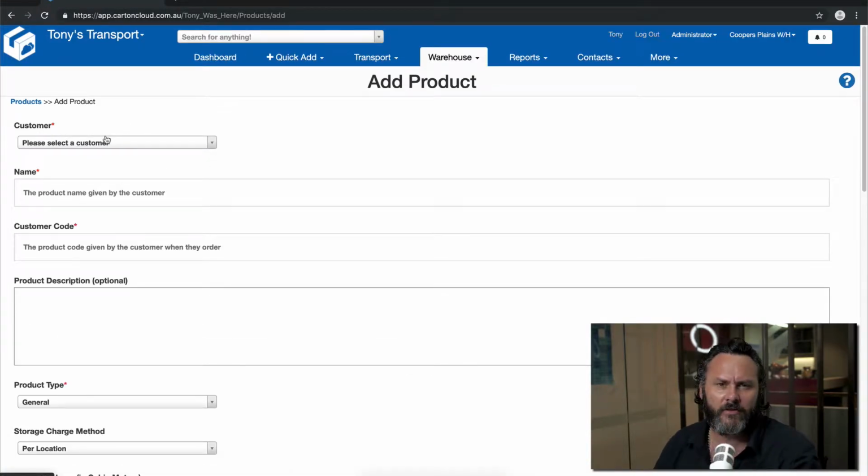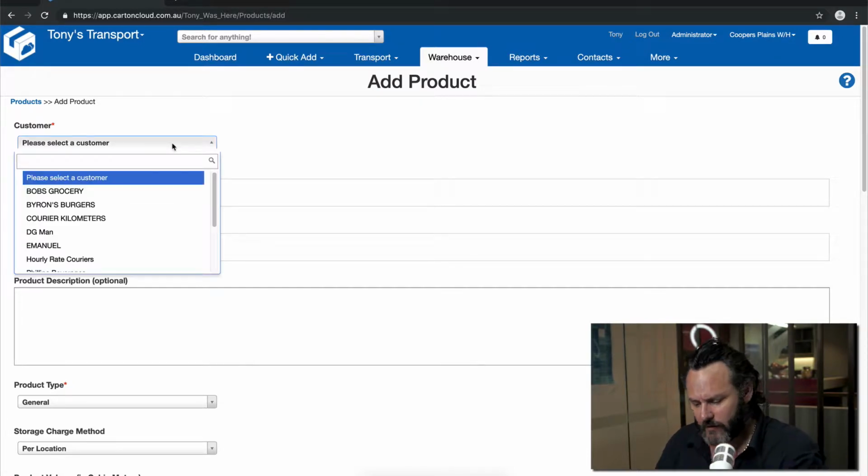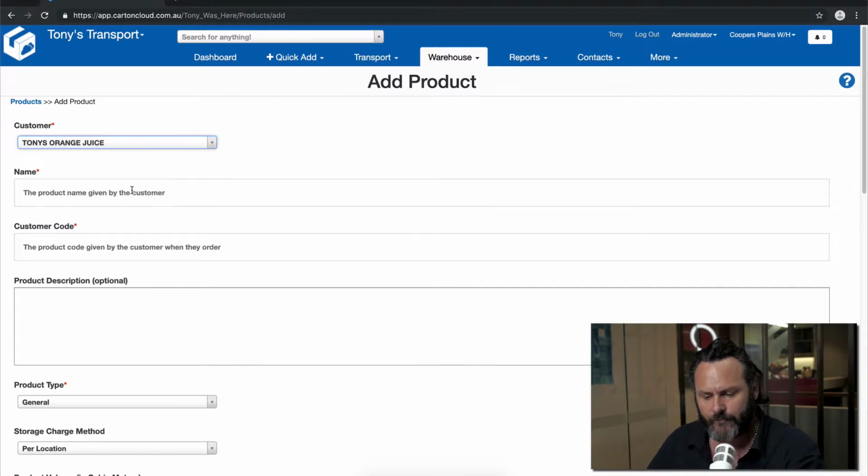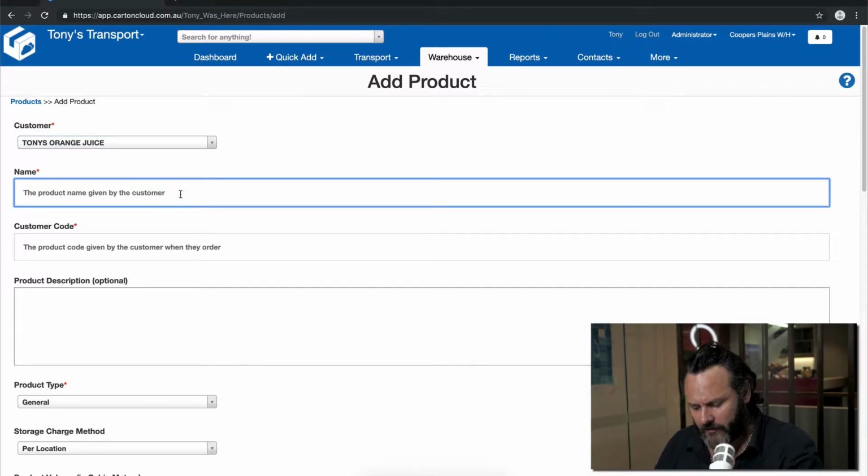So this here is where we get the bones of what our product structure is going to be like. Now when I'm talking about product structure, I'm talking about the charge method, the product type, and bits and pieces like that. So here we have a new customer which I'm adding their first product in, and it's Tony's Orange Juice. Now the name of the product, the customer has told me, is going to be called empty cartons.